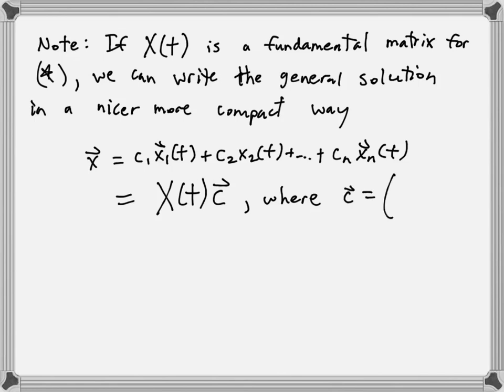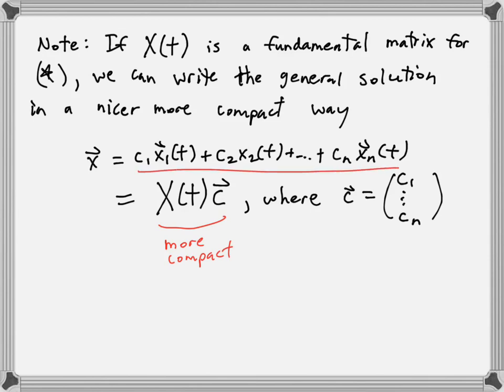C is just the column matrix that has all of our constants in it, right? Because if you look at what matrix multiplication is, x of t times c of t would be exactly what you get up there. So these two are equivalent, right? This is just more compact. Okay, but this and that mean the same thing. So this is just two ways of writing it.